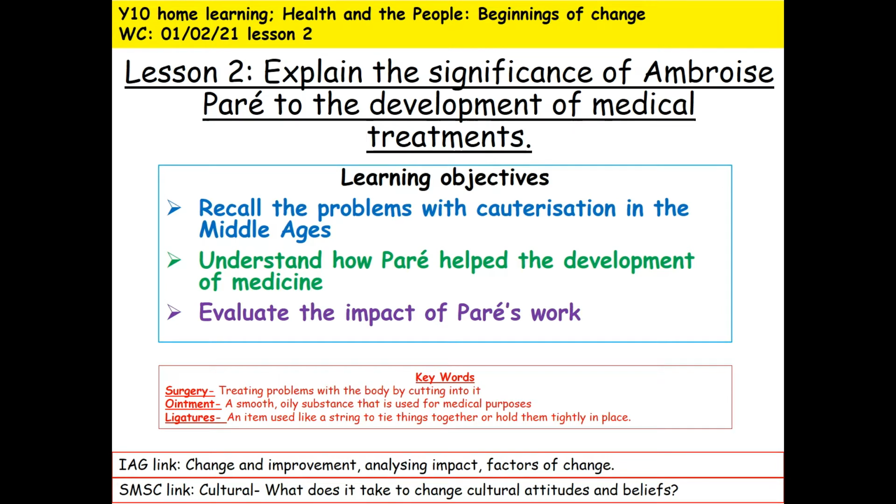Last lesson we were looking at Vesalius and why he was so important to the Renaissance period. This lesson we're going to move on to another key individual. His name is Paré. This lesson's objectives are to be able to recall the problems with cauterisation in the Middle Ages, to understand how Paré helped the development of medicine, and to evaluate the impact of Paré's work.